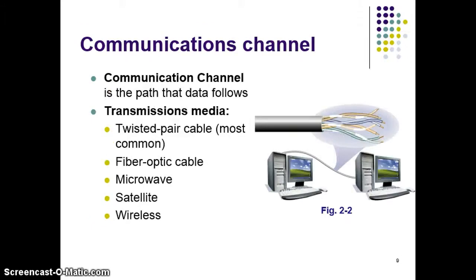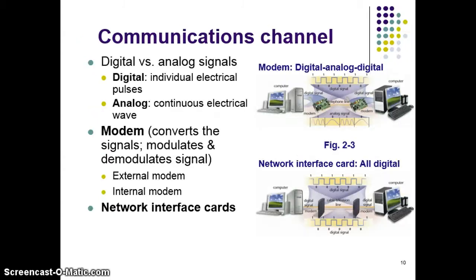So, communication channel. A communication channel is the path that data follows. Transmission media are listed below. Okay, so communication channel, digital versus analog. Digital is individual electric pulses, analog is continuous electrical pulses. A modem converts the signals; it modulates and demodulates the signal.